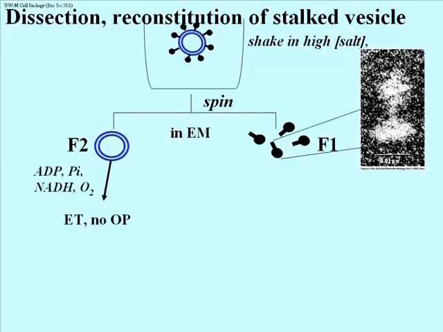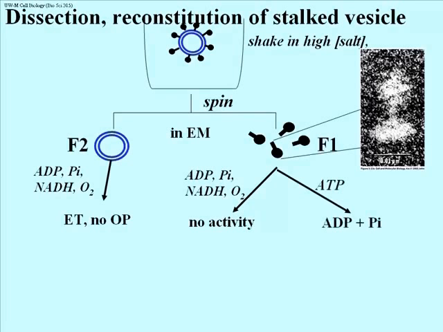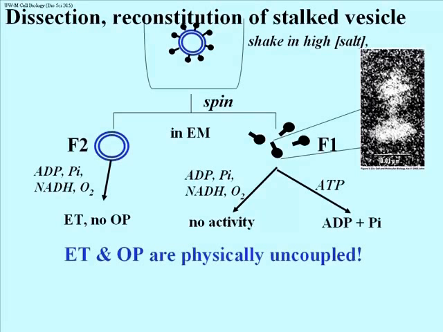Fraction 2, F2, the smooth vesicle in the pellet, would conduct electron transport, but could not make ATP. Fraction 1, the isolated stalked particle, would not do electron transport, and of course would not do ATP synthesis. But if ATP were added to this fraction 1, the ATP would be hydrolyzed, leading Racker and company to call this fraction 1 an ATPase. So electron transport can be physically uncoupled from what is likely to be oxidative phosphorylation.